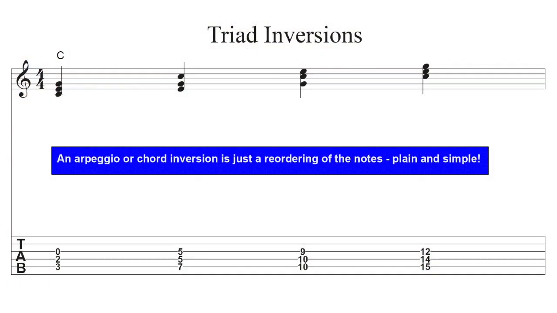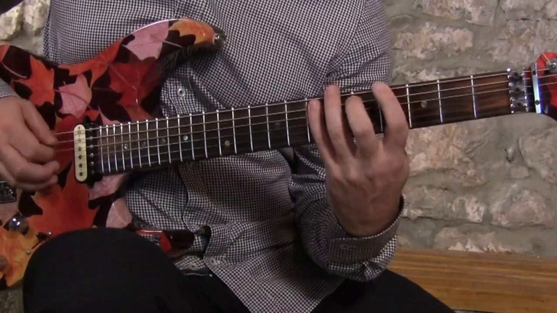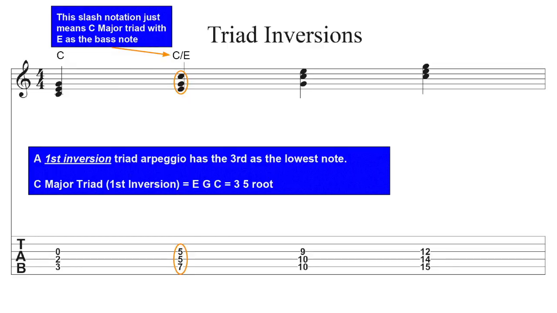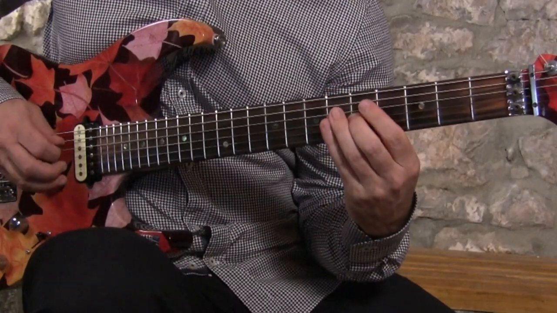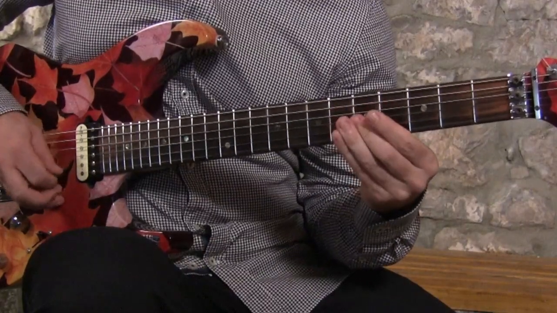So let's go back to C major. We say root position when we start at the root note of the triad. So root position, C major, C, E, G. Now first inversion means we start at the third of the triad, in this case E, and continue playing the triad. So we would have E, G, C. And then the second inversion means you start from the fifth of the triad, so in this case G, and then play the other remaining notes. So G, C, E.